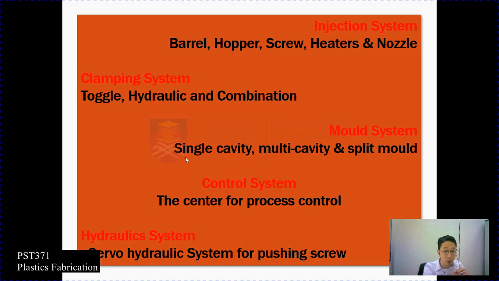I think this one is covered by PST371 313, the polymer machinery course, but this is more of a flashback of the knowledge that I transferred last semester. The clamping system has toggle, hydraulic, and combination types. The mold system has single cavity, multi-layer, and split mold. Then we have the control system, the center of process control, and the hydraulic system, a servo hydraulic system for pushing the screw itself.